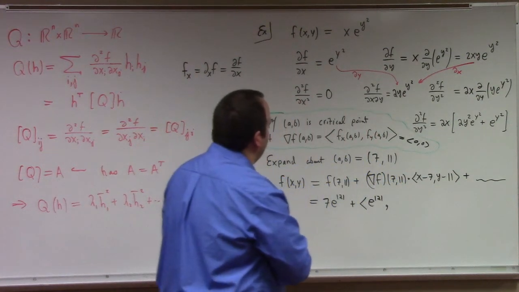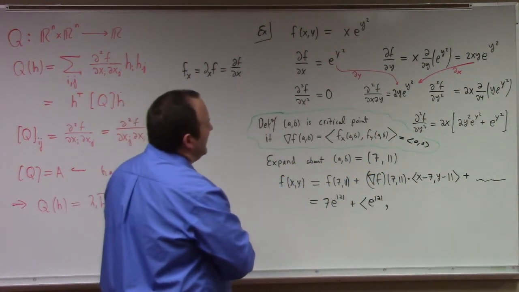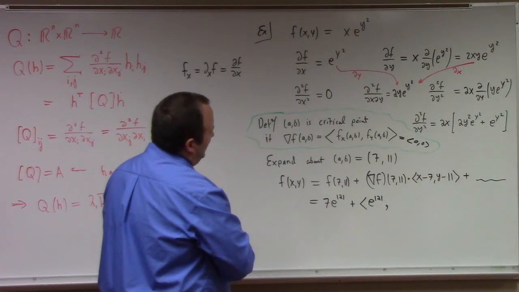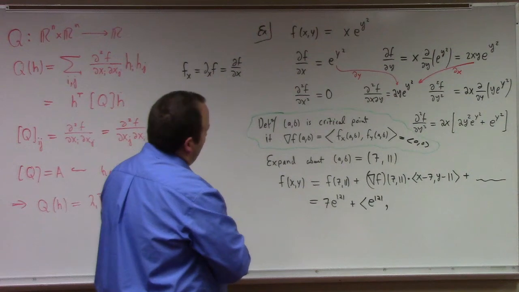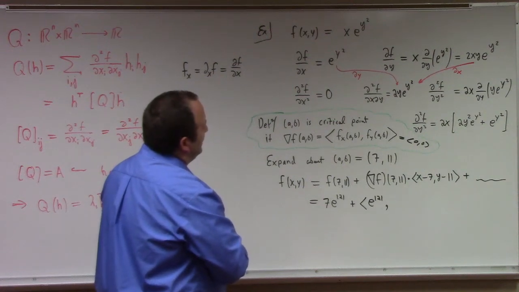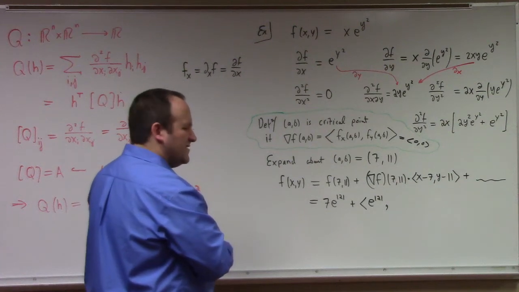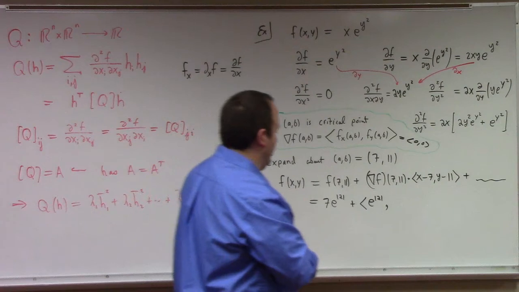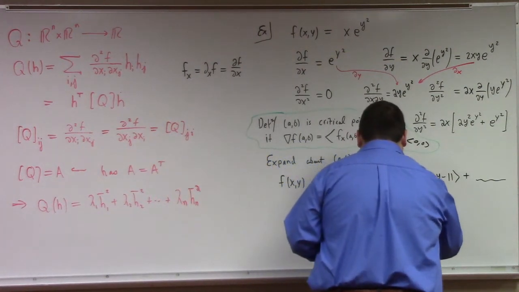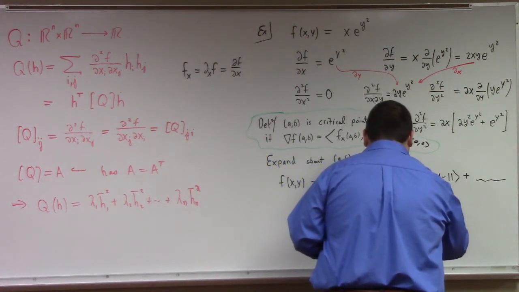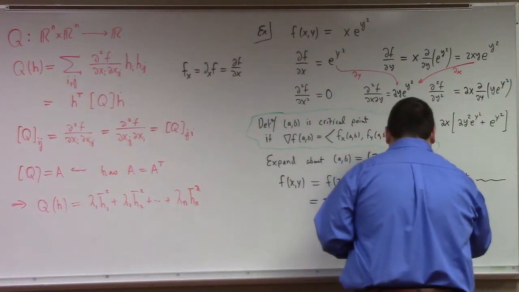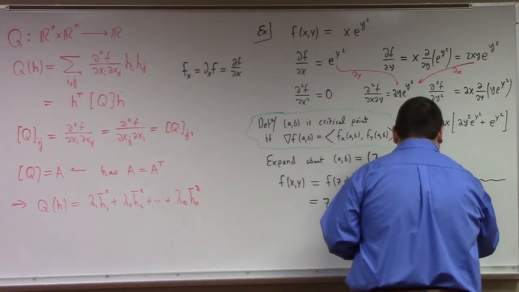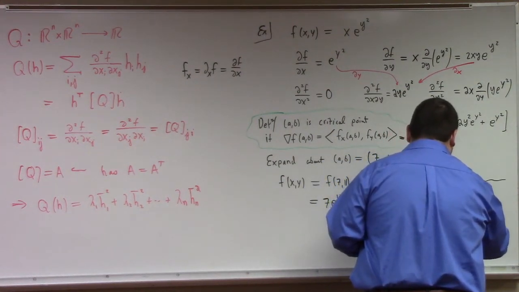and then 2 times 7 times 11. So 7 times 22. 144? No, it's not right. What? 154. Okay, 154 e to the 121. This is why I shouldn't give you guys the choice to pick numbers.